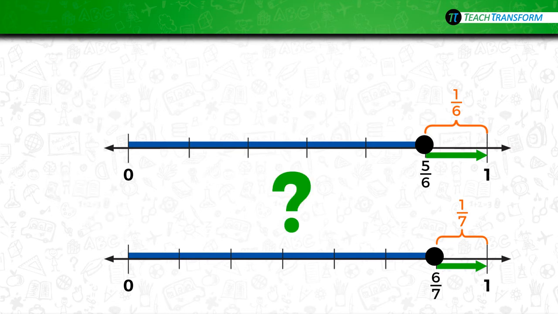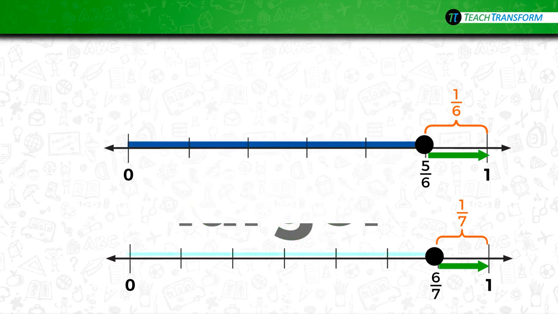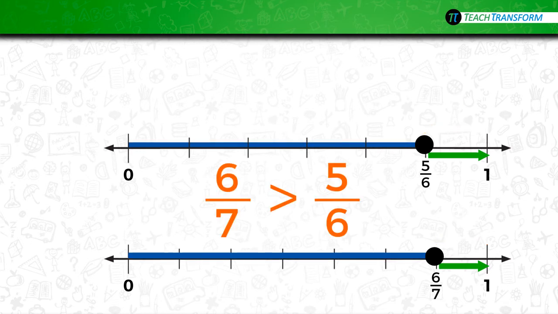Is 1/6 a larger space or a smaller space than 1/7? 1/6 is a larger space because sixths are larger than sevenths. What does this mean for 5/6 and 6/7? Which is larger, 5/6 or 6/7? Since 6/7 is closer to 1, that means that 6/7 is greater than 5/6.